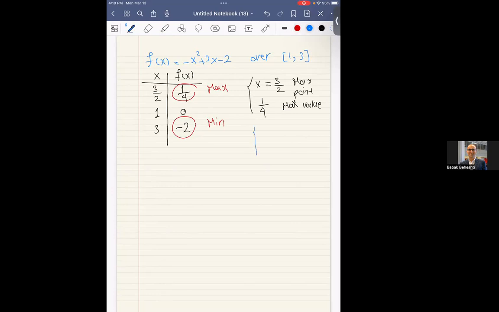The other one, x equal to 3 is the minimum point, and y equal to -2 is a minimum value. Okay. So this question, if you want, I can also draw the function for you, the graph of this function.